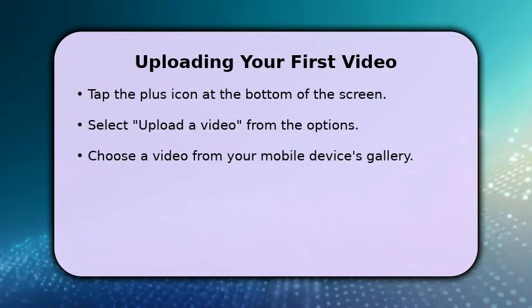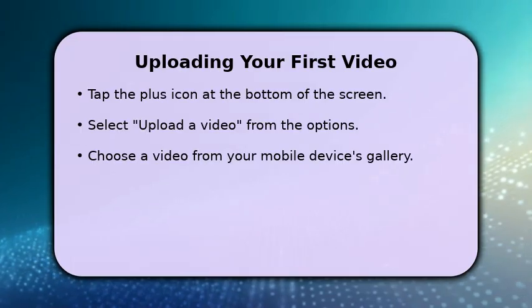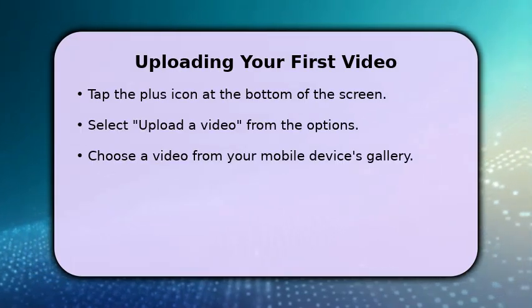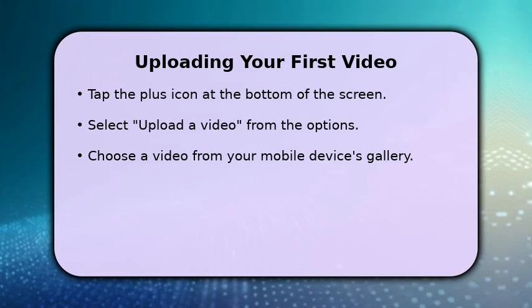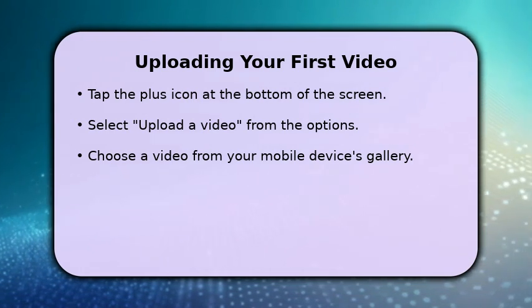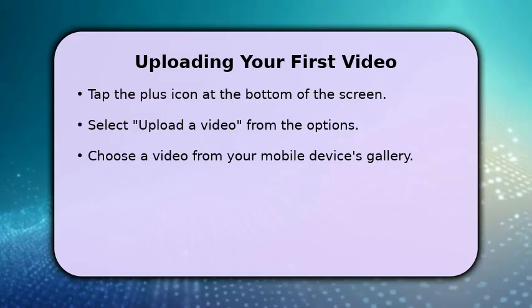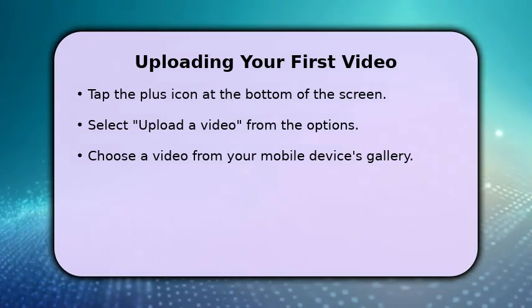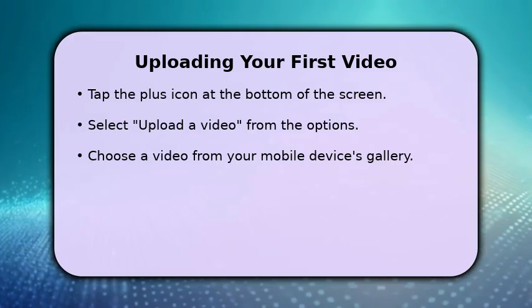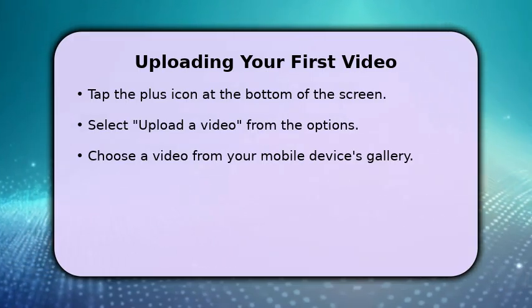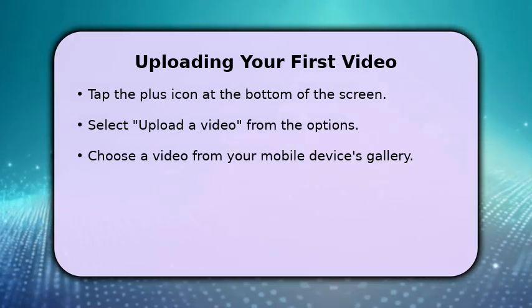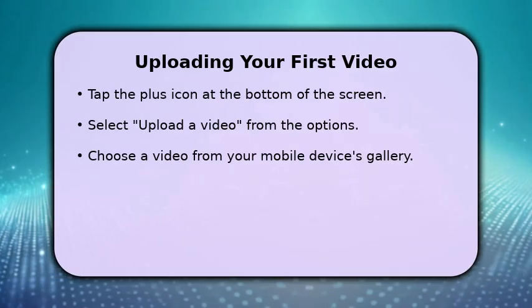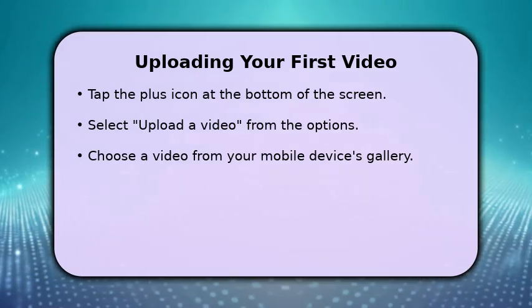Congratulations, your channel is almost ready. To upload your very first video, tap the prominent plus icon, usually located at the bottom center of your screen. From the menu that appears, select Upload a Video. You can then choose a video file directly from your mobile device's gallery. Remember to add an engaging title, a detailed description, and set the video's visibility to public before publishing. This is the exciting moment your content goes live.